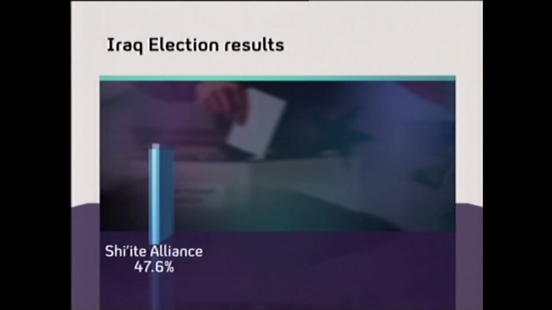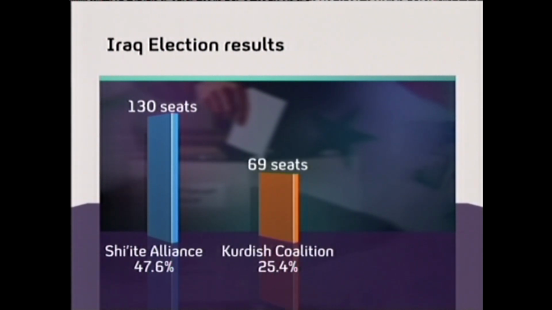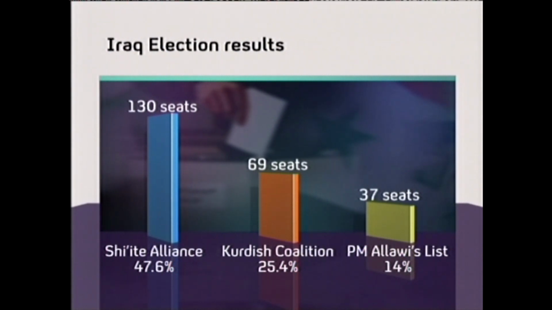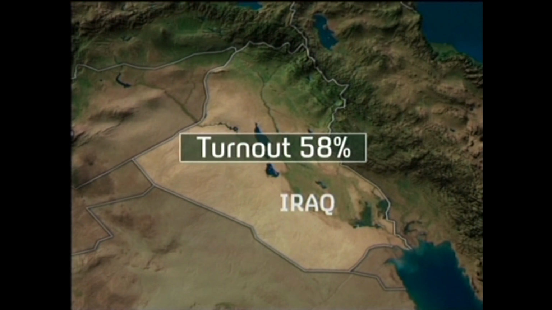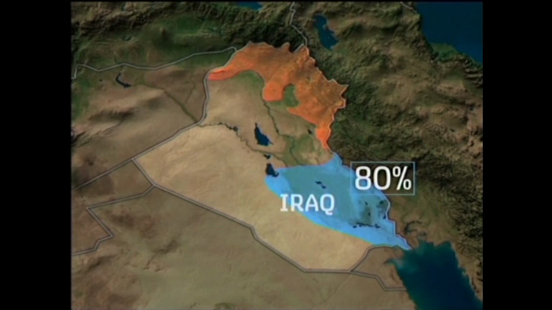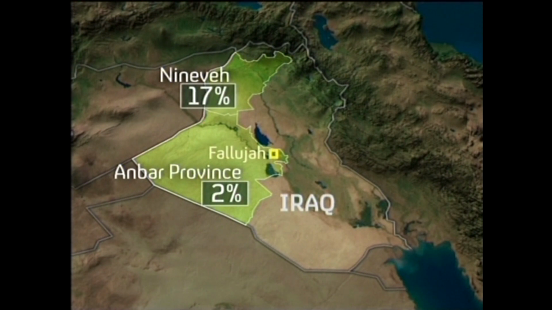The results give no group absolute power. The Shiite alliance, blessed by Ayatollah Sistani, got nearly 50% of votes, which translates as about 130 seats, some 8 seats short of an overall majority. Next came the Kurdish coalition with just over 25%, or 69 seats, leaving Prime Minister Allawi's list third with less than 14% of votes, 37 seats. Countrywide turnout was 58%, up to 80% in parts of the mainly Shia south and Kurdish north. But in Anbar province, which includes Fallujah and is predominantly Sunni, only 2% voted, and only 17% in Nineveh and 29% in Salahuddin, also mainly Sunni areas.